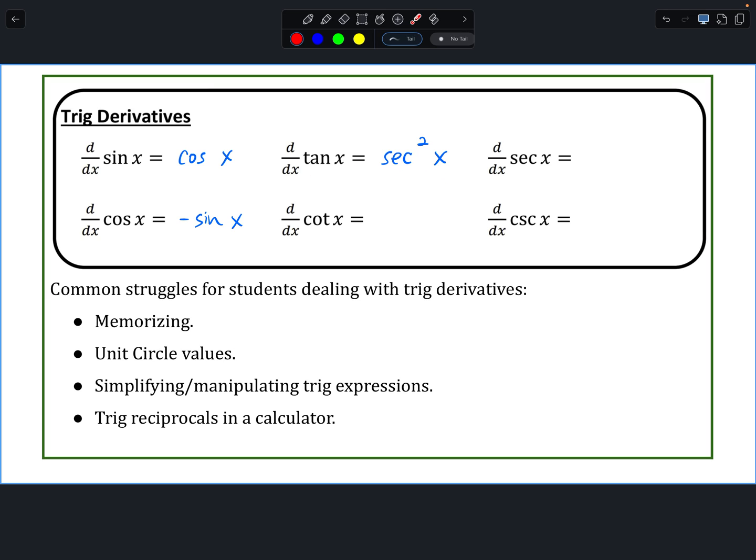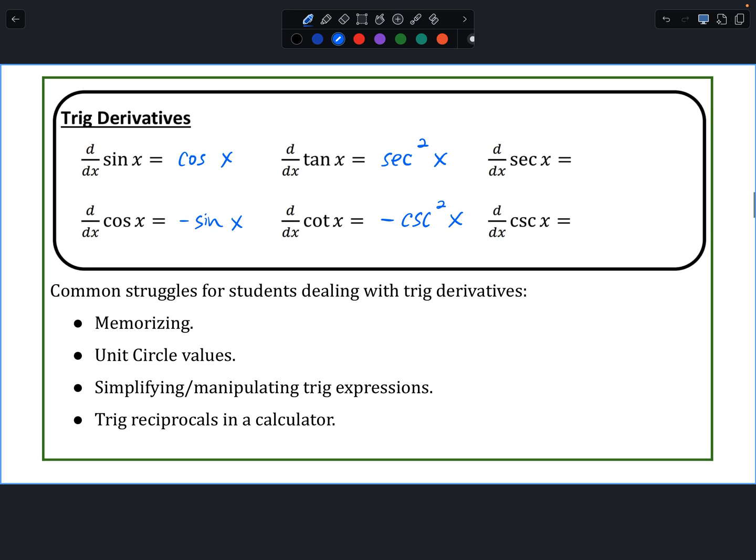Do you agree that tangent and cotangent are reciprocals? So what do you think the derivative of this is? Whose buddy is secant that we've talked about? Cosecant. So it's going to be negative cosecant squared x. The derivative of secant is weird. It's secant of x times tangent of x.